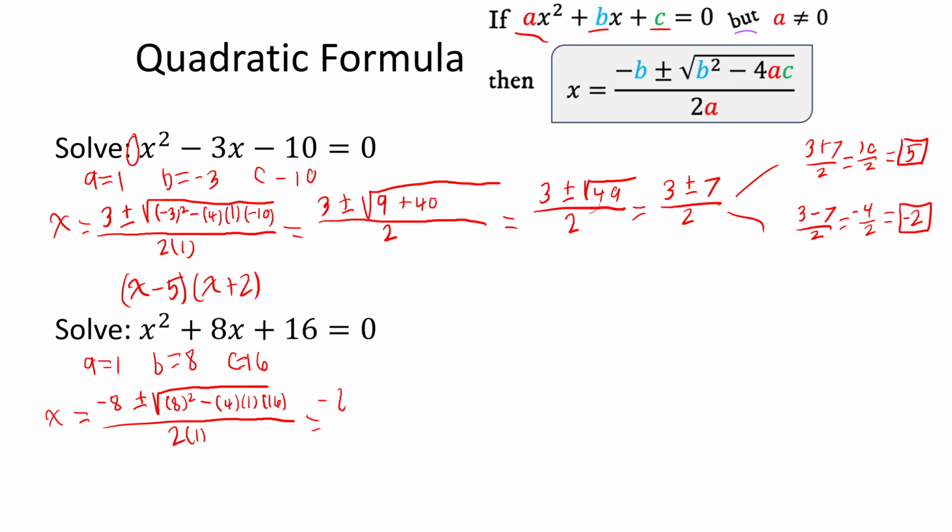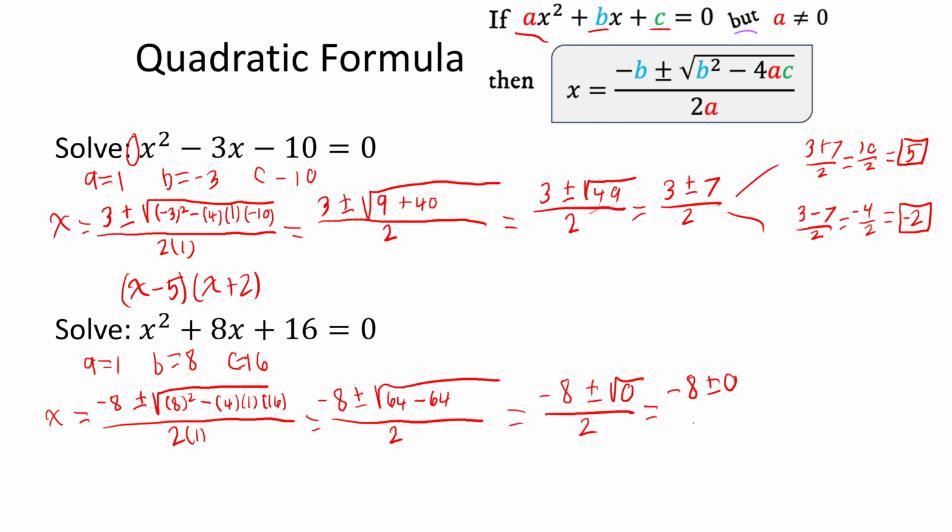This is equal to negative b, negative 8, plus or minus the square root of 64 minus 4 times 1 times 16. So 4 times 10 is 40, and 4 times 6 is 24, so that's going to give me 64, all over 2. What ends up happening here is this is going to give me 0. So I get negative 8 plus or minus the square root of 0 over 2, which is equal to negative 8 plus or minus 0 over 2.